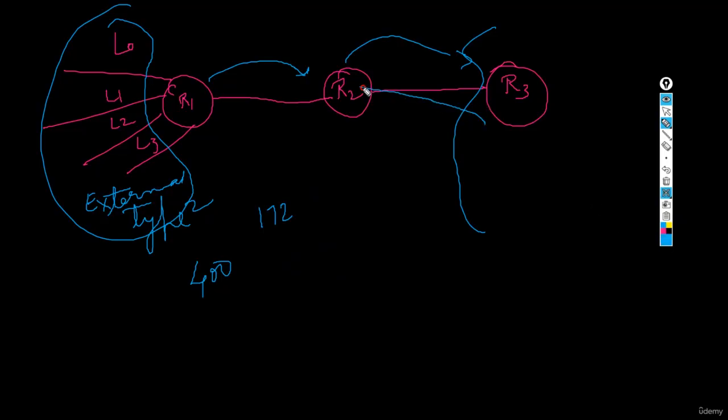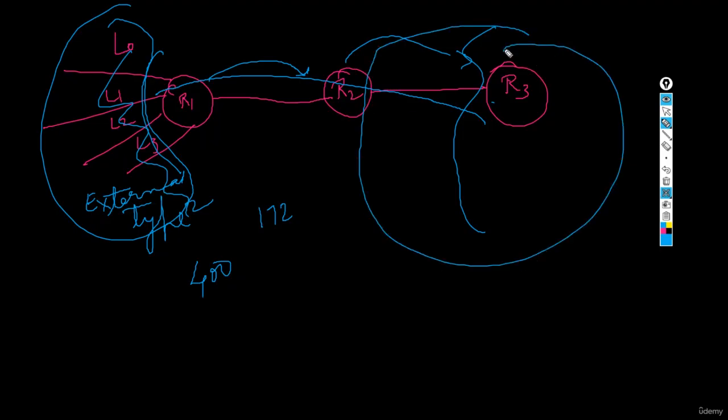From here, we can reach all this network with the help of a default route. Automatically, we are going to get one default route here, but this entry will not be there in our routing table. If we don't want that entry, we need to make the area a not-so-stubby area.